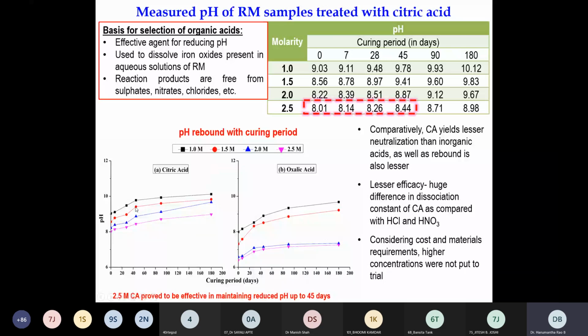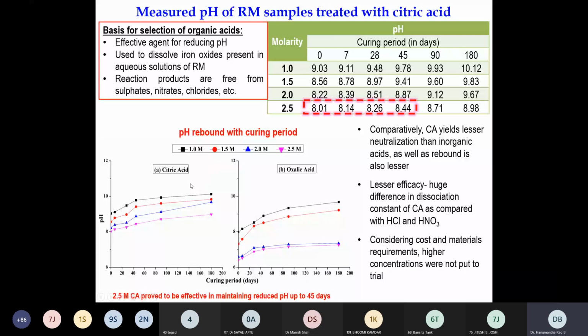First of all, this is a bilinear relationship. That means up to approximately a certain time, up to say 40 days, there was a rapid regain in the pH, followed by some kind of plateau, that is saturation, where the pH becomes constant. So what is the meaning? What do the rapid initial increment followed by the constant indicate, and what does this time period indicate? This is how we have quantified the pH rebound, and we can also see the relative performance between the citric acid and the oxalic acid.